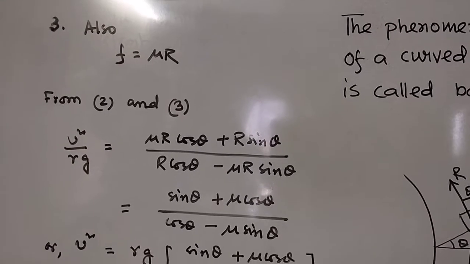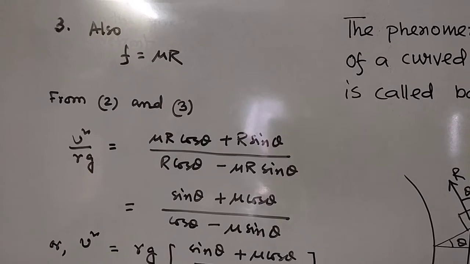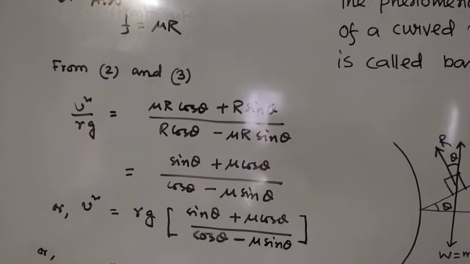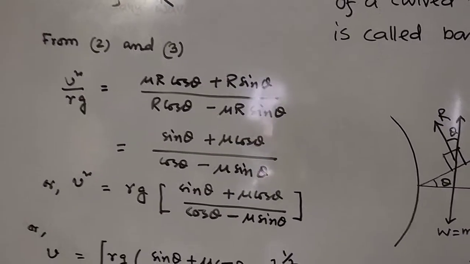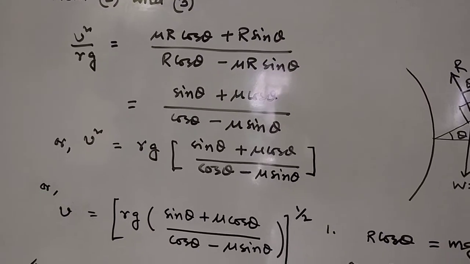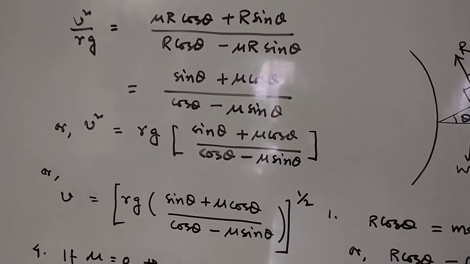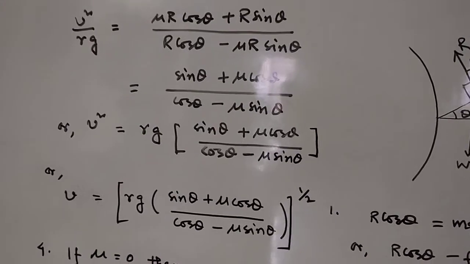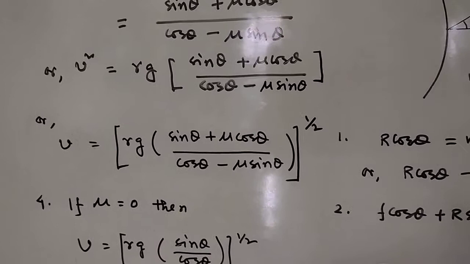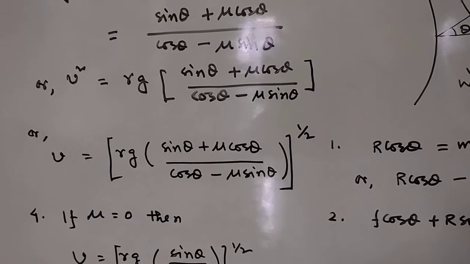So R goes off, so v square by rg equal to sin theta plus mu cos theta over cos theta minus mu sin theta. So v square equal to rg within bracket sin theta plus mu cos theta by cos theta minus mu sin theta. So v equal to rg sin theta plus mu cos theta by cos theta minus mu sin theta within bracket to the power half. So this is your final expression. You can further simplify by taking cos common. Under that case you will get v equal to rg tan theta plus mu by 1 minus mu tan theta.